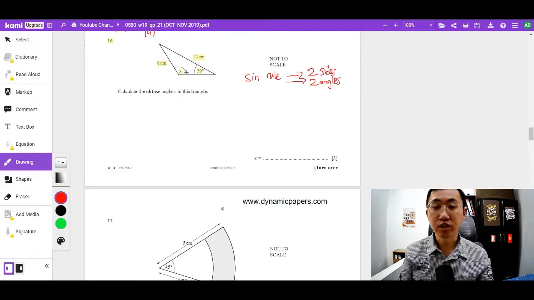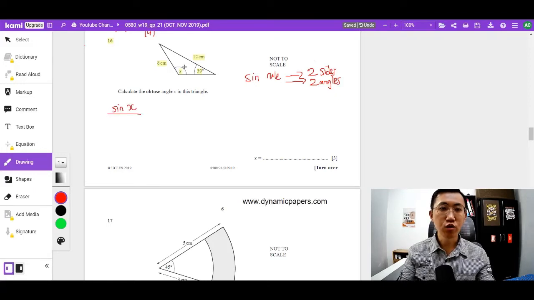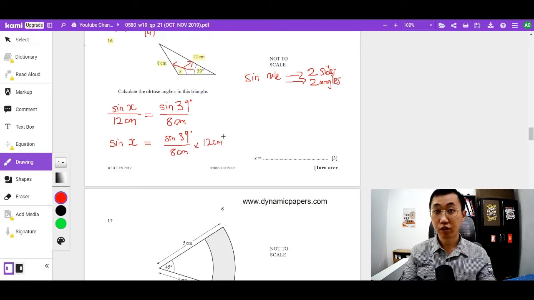So let's start. How to use the sine rule? You need to write sine x divided by, who is opposite x here? You have to put below. So 12 centimeter goes below. Equal. Then the other angle given to you, sine 39 degree over, and who is opposite 39 degrees? You need to use your lines here. That is going to be 8. So just write 8 centimeter over here. We are going to move 12 towards the other side to become multiply. So just write your working. Sine x is going to be sine 39 divided by 8 centimeter multiplied by 12 centimeter. Lay out like that.